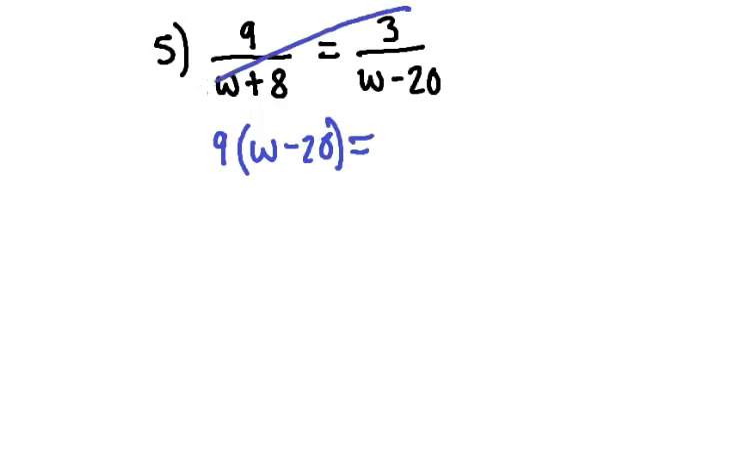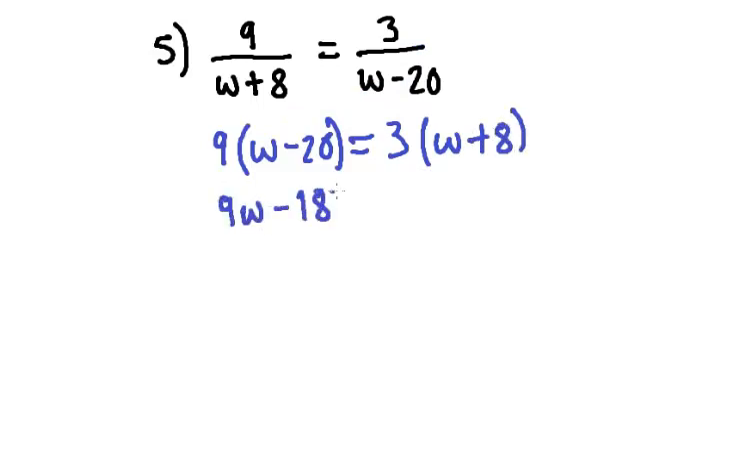equals the 3 that is already up, okay, because the 3 was already there, so that's the one I copied first. This one is the one I'm moving, right? So 3 times w plus 8. Then I multiply: 9w minus 180 equals 3w plus 24, right?